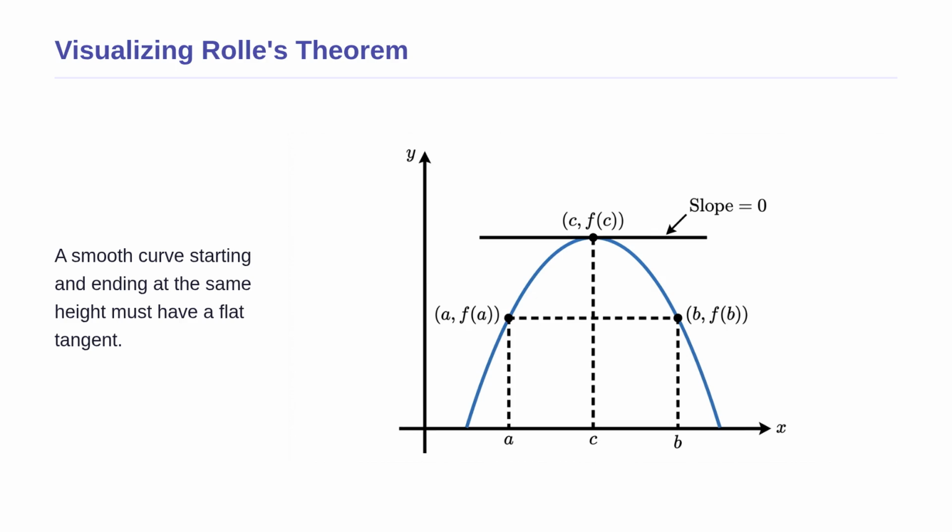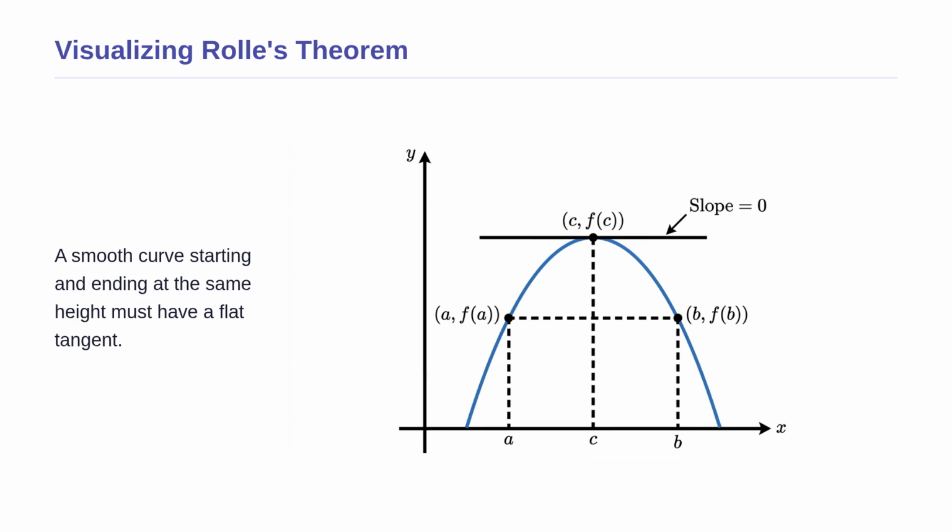The diagram on screen perfectly visualizes the theorem in action. You can see the blue curve starting at point a and ending at point b on the exact same horizontal line. Because the curve is smooth and unbroken, it must turn around to get back to that starting height. Right at the turning point, labeled as c on the horizontal axis, the tangent line is perfectly horizontal.